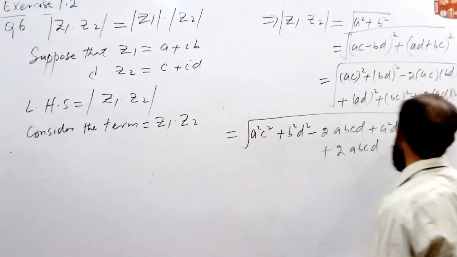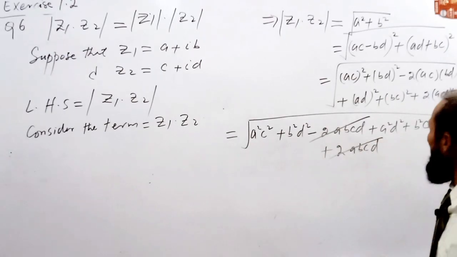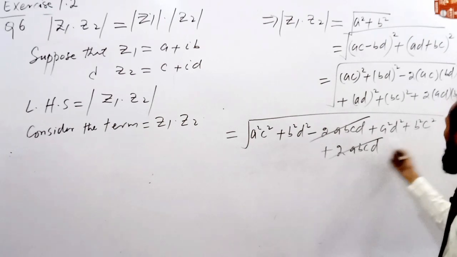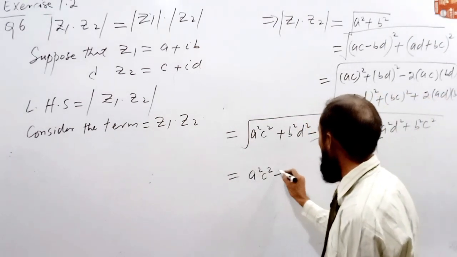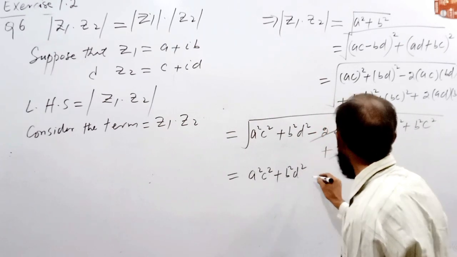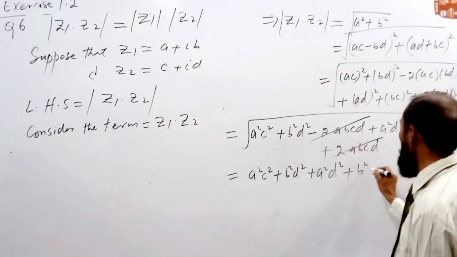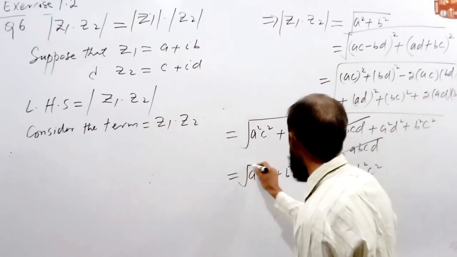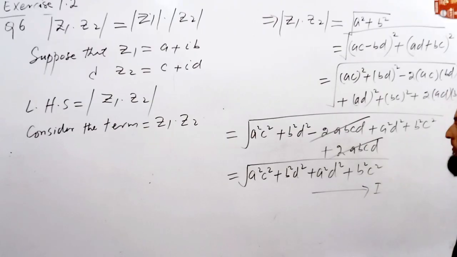Look here, these two terms cancel each other because one is negative and one is positive. A square C square, there is no term available; similarly, B square D square is not available. We can write A square C square plus B square D square plus A square D square plus B square C square, all under the square root. Now we call this the first equation.